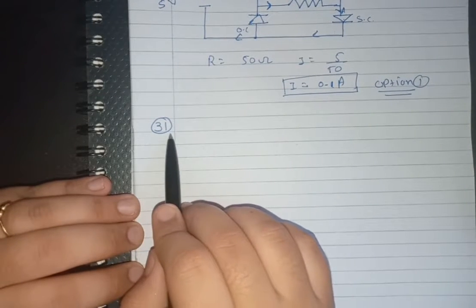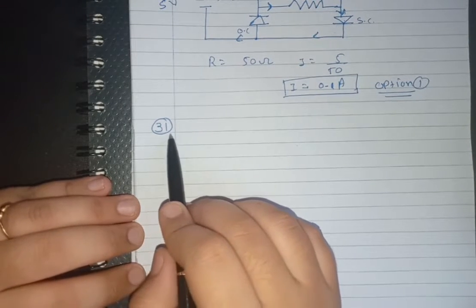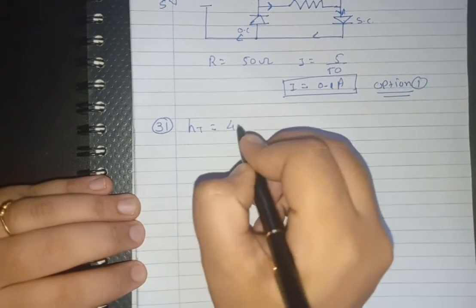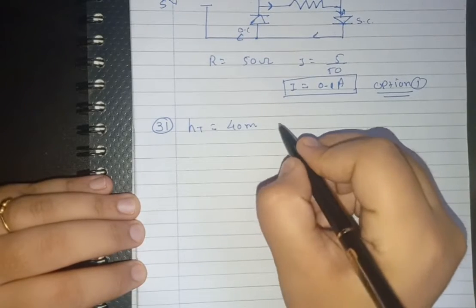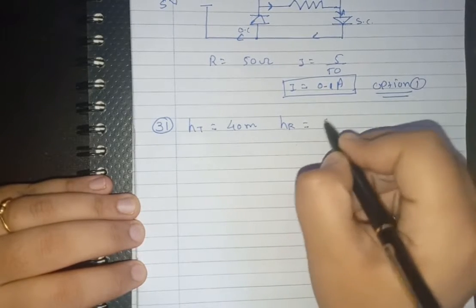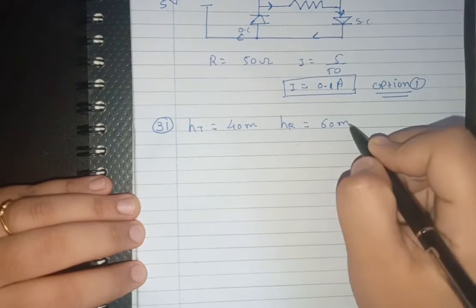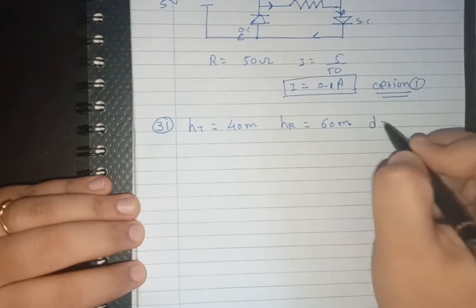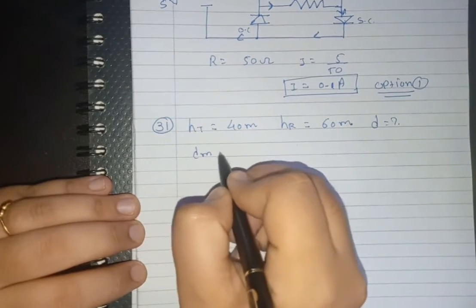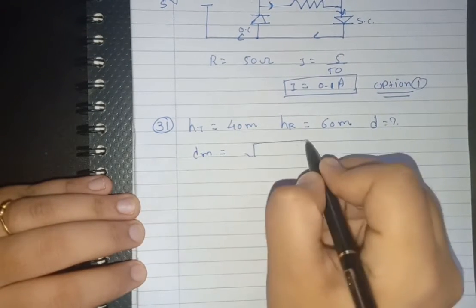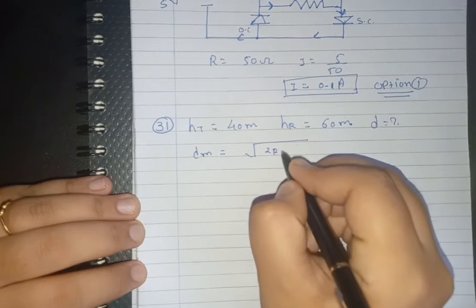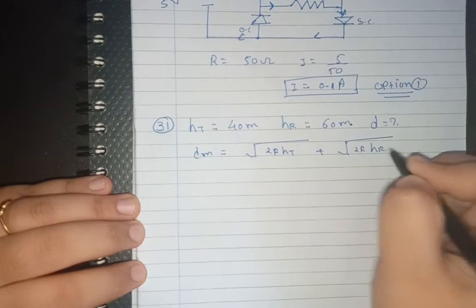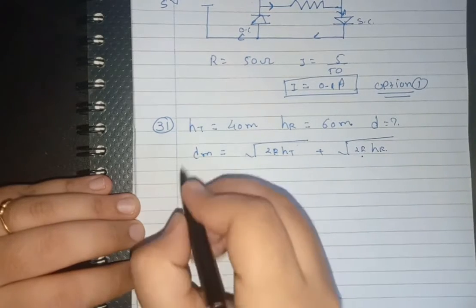In question number 31, a transmitting antenna is at a height of 40 meter, that is HT is 40 meter, and a receiving antenna is at a height of 60 meter. We want to find the maximum distance between them for satisfactory communication. The maximum distance is given by under root 2r ht plus under root 2r hr. Here r is the radius of earth.